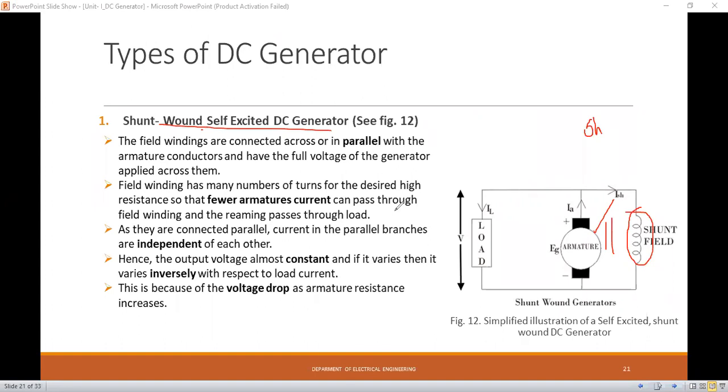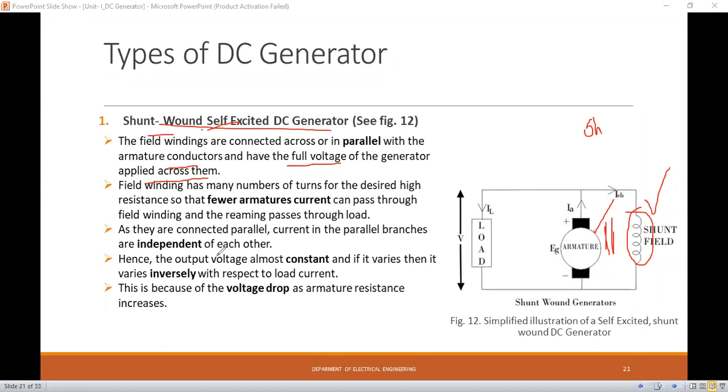Okay, note this. See, in the case of a shunt wound DC generator, the field winding is connected in parallel with the armature of the DC machine. So we can call it a shunt wound self-excited DC generator. The field windings are connected across, or in parallel with, the armature conductor and have the full generated voltage applied across them.